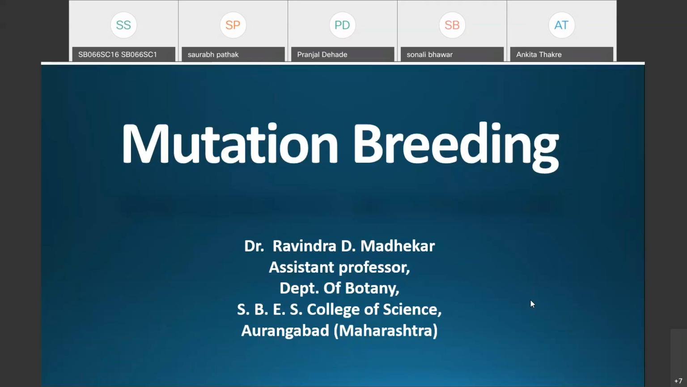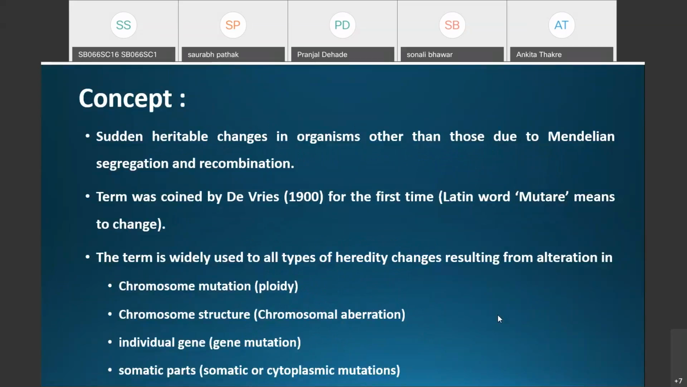First of all, what is meant by mutation breeding, or the concept of mutation breeding? Before discussing mutation breeding, you should know the basic concept of mutation, that is, what is meant by mutation. Mutations are sudden heritable changes in organisms, other than those which arise due to Mendelian segregation and recombination.